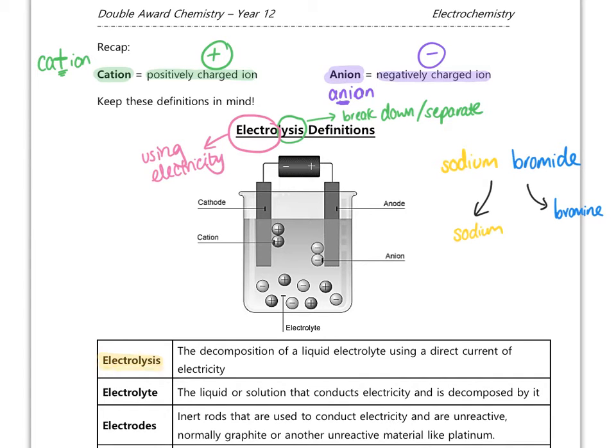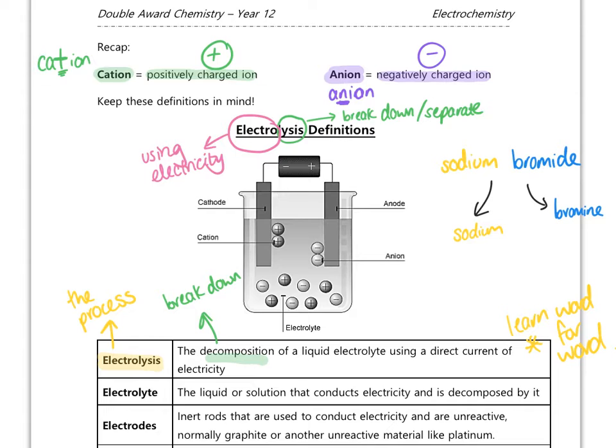So the definition first of all of electrolysis, we've already talked about how it's separating compounds using electricity, but that wouldn't quite get you the mark. What you have to say is that it's the decomposition. Decomposition just means to break down. Again, you may have come across that term in biology. If something decomposes, it's breaking down. So it's the decomposition of a liquid electrolyte. We'll come to that term in a second, but essentially that's just what we are breaking up, and we're using a direct current of electricity. So it's the decomposition of a liquid electrolyte using a direct current of electricity, and you must learn that word for word. So electrolysis is the term for the process that is taking place here.